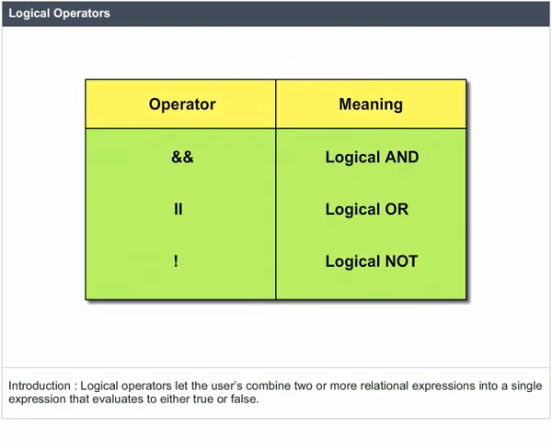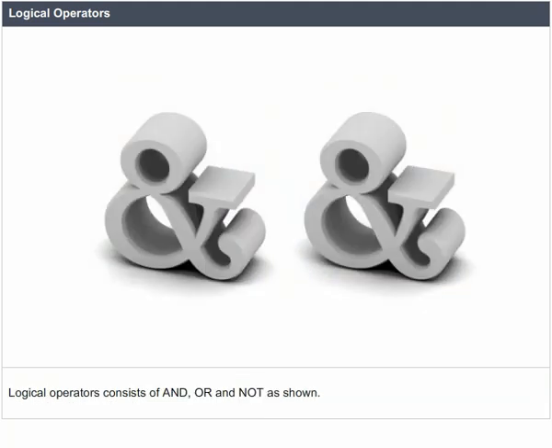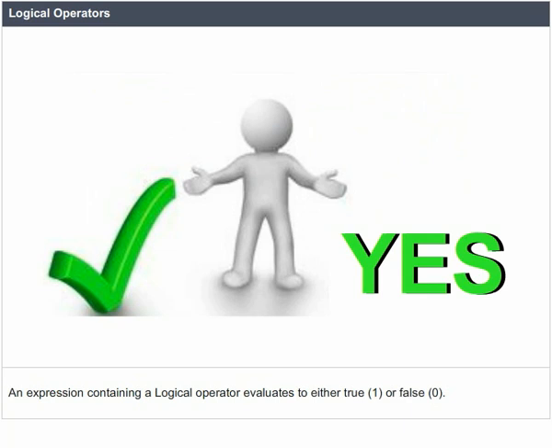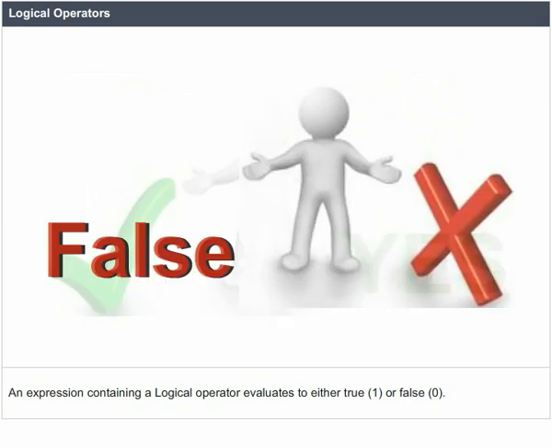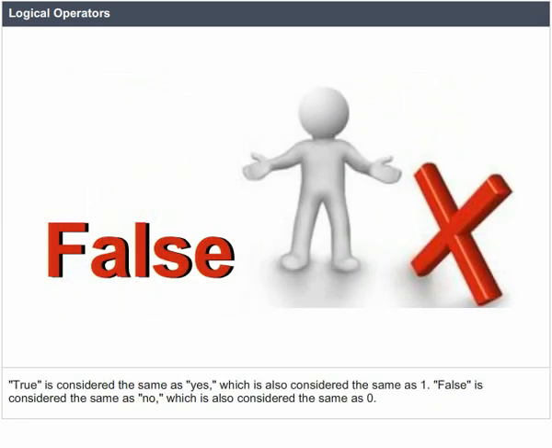Logical operators. Introduction. Logical operators let the users combine two or more relational expressions into a single expression that evaluates to either true or false. Logical operators consist of AND, OR, and NOT as shown. An expression containing a logical operator evaluates to either true (1) or false (0). True is considered the same as yes, which is also considered the same as 1. False is considered the same as no, which is also considered the same as 0.